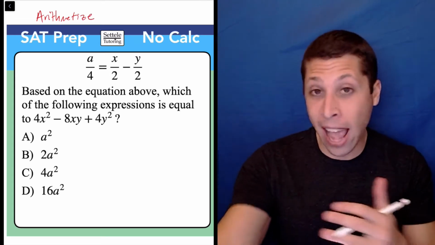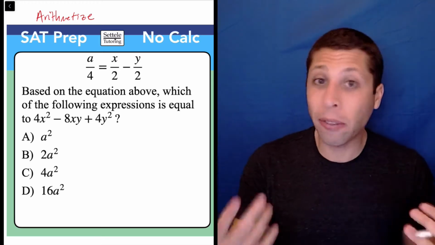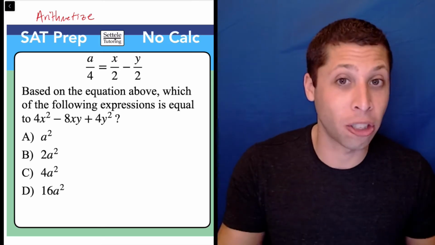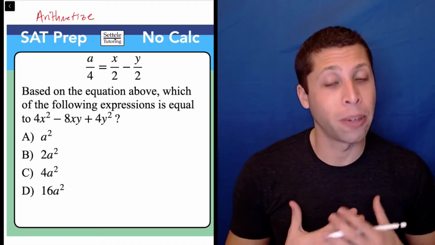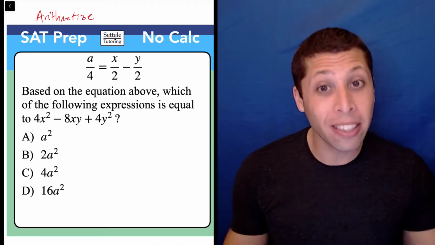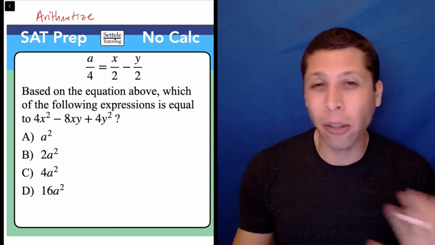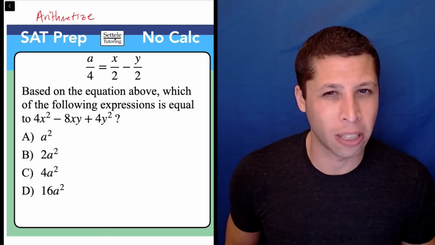There's an A in the question, there's an A in all the choices. We're never told to solve for A. It seems like it's just a placeholder. So our job with the arithmetize strategy is to make the algebra basically go away so we can see better what's really going on with these equations and expressions.